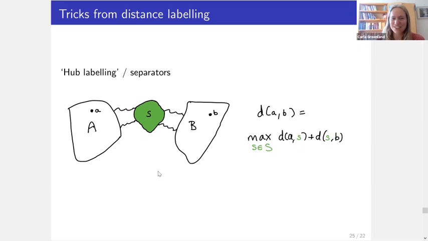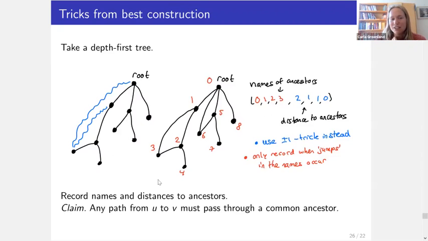But yeah, there's also, of course, if there's a separator, you only have to record your distance to the separator, because if both of them know that distance and they know that there's a separator there. So you can do quite a bit better for planar graphs with ideas like this. And what we do in the end is we take some kind of depth first search tree. Then you know that each edge will be to one of your ancestors. So now what you're going to do is record the names of your ancestors and the distances to your ancestors.